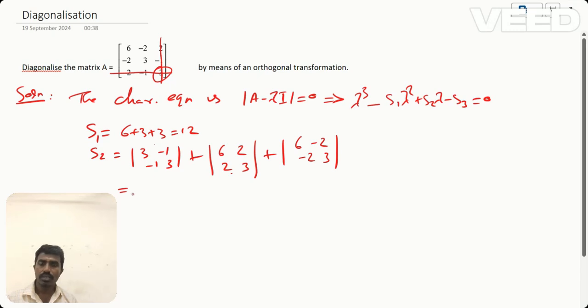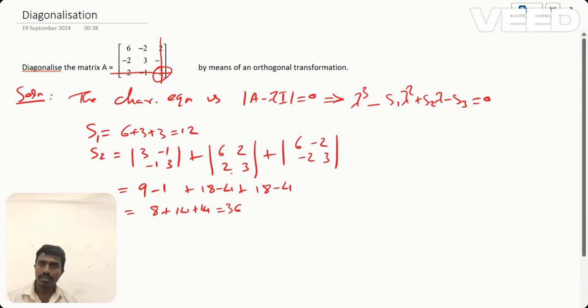Now find these 2 by 2 determinants. So 9 minus 1 plus 18 minus 4 plus 18 minus 4. So which is equal to 8 plus 14 plus 14. So 36.